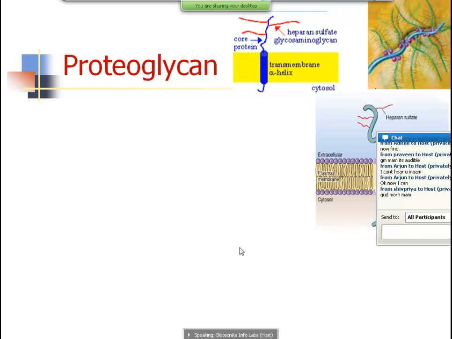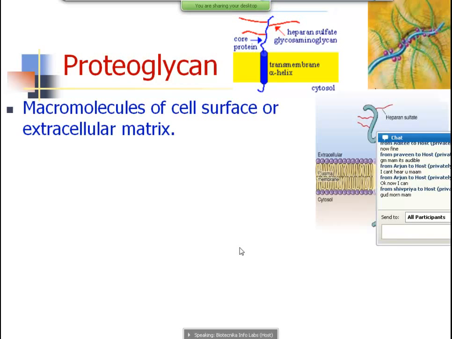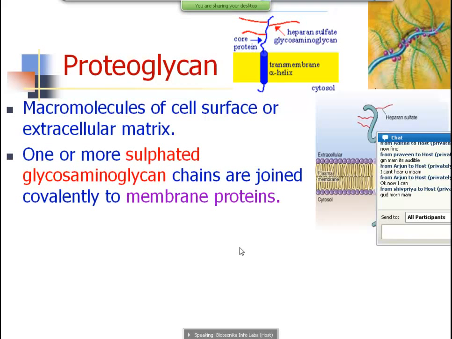First, talking about proteoglycans. What are they? First and foremost, these proteoglycans are found in the extracellular matrix. They are macromolecules present on the extracellular matrix. And what are they composed of? They are composed of the glycosaminoglycans. Not any, but the sulfated glycosaminoglycans along with a transmembrane protein. This protein is called the core protein. So it is covalently bound to this membrane protein called the core protein, and you have the sulfated glycosaminoglycans attached to this core protein. So this forms the structure of proteoglycan.